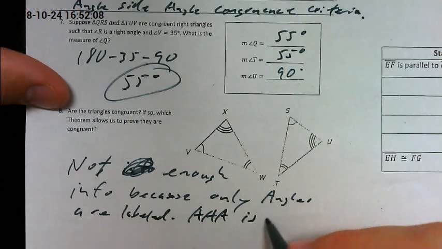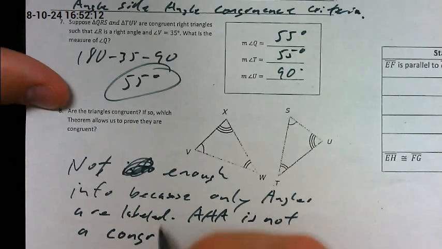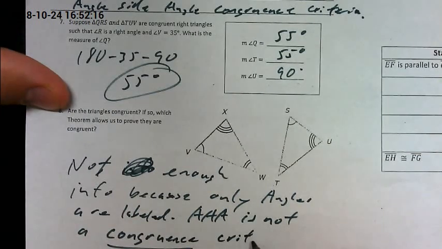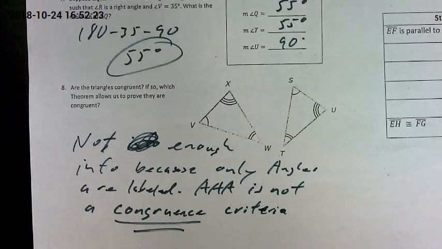AAA is not a congruency criteria. Why would we put "not enough information" instead of "non-congruent"? The reason you should say that we do not have enough information to say they're congruent is because we don't know if they are congruent.